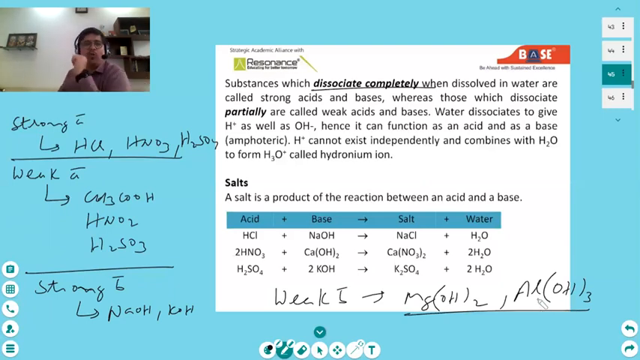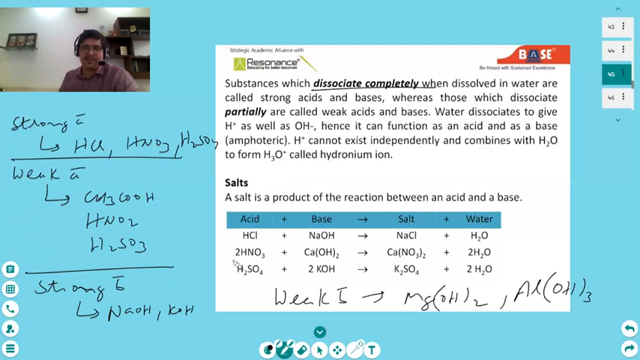Now here, one homework I am giving you. There is something known as milk of magnesia. Between Mg(OH)2 and Al(OH)3, find out which is milk of magnesia and what is its function. We will discuss when we meet in class. Okay.